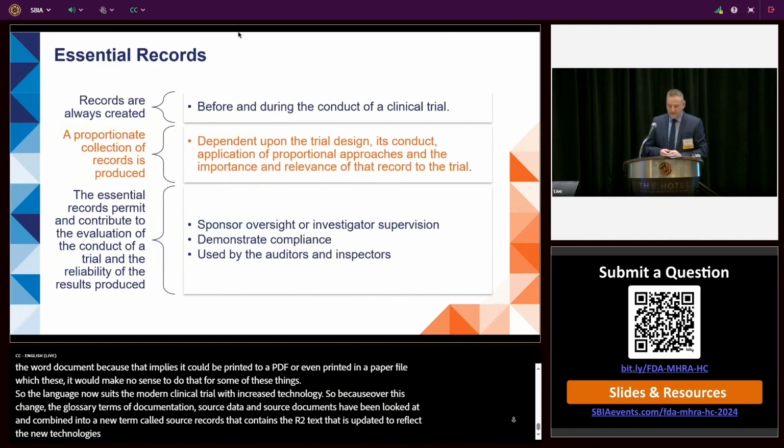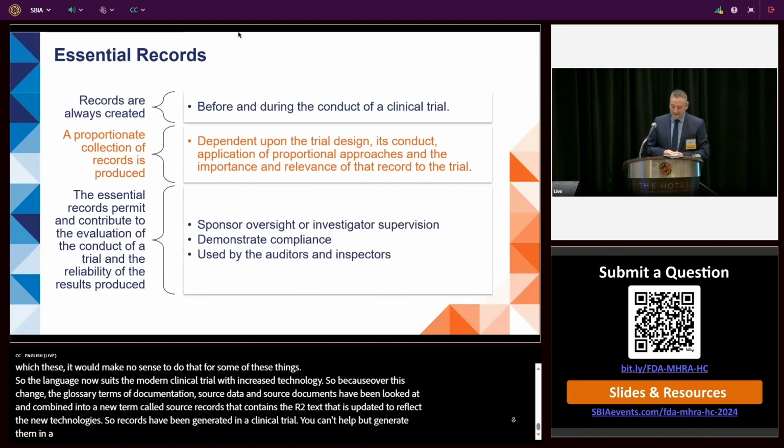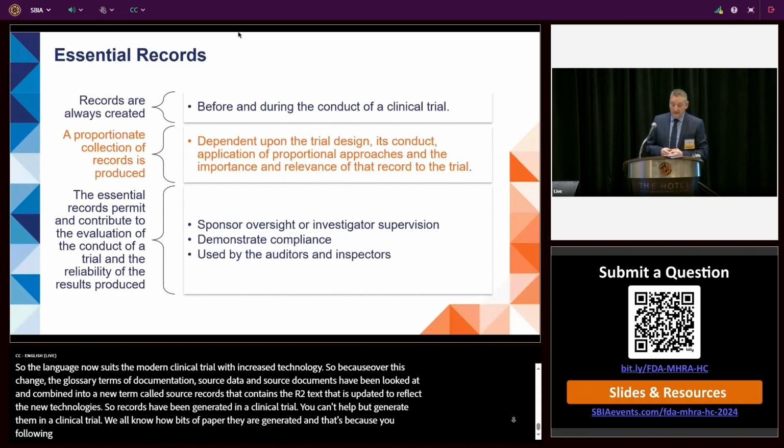So records are being generated in a clinical trial. You can't help but generate them in a trial. We all know how many bits of paper trials generate, and databases, etc. But that's because you're following the protocol, you're following trial-specific processes, and you're following quality system procedures that generate their own quality records, for example, forms and QC records, etc.